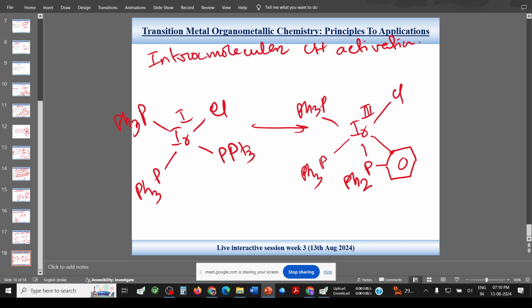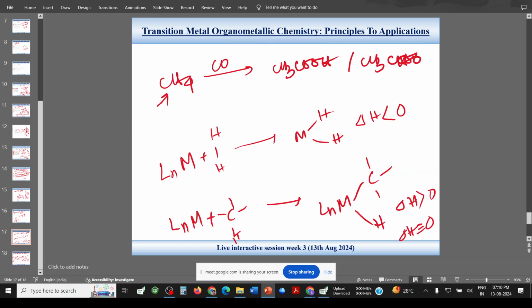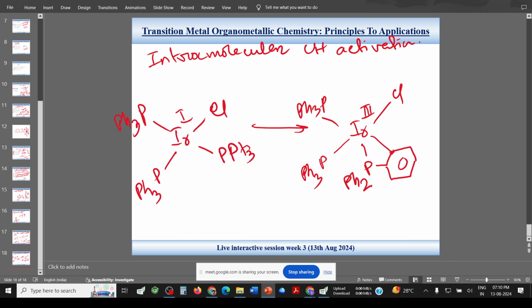In the next lecture or next series, we will discuss this CH activation reaction in more detail. It is a preliminary idea of how we can convert hydrocarbons, generally alkenes or alkynes, to value added products for our day to day life. And for that, transition metal complexes are very useful.